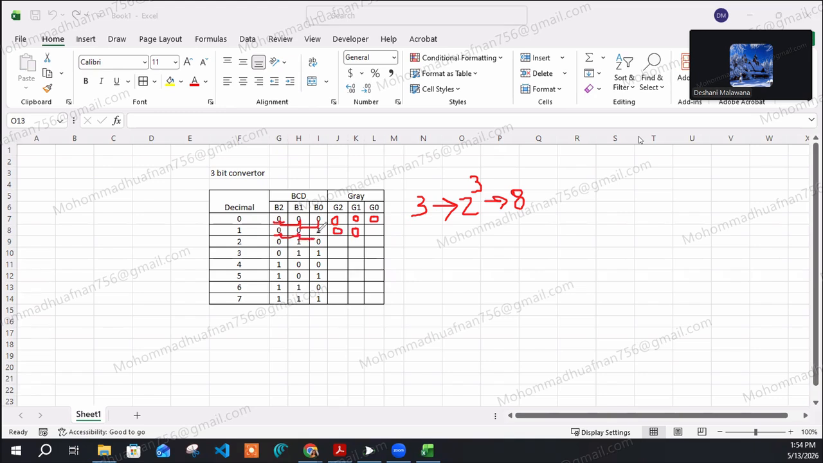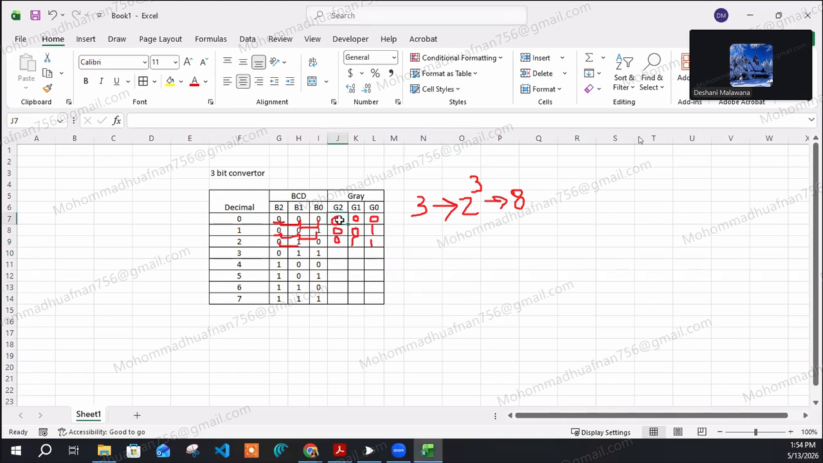Then 0, 1 means 1. Then keep the same one, 0. Then 0, 1 means 1. Then 1, 0 means 1.